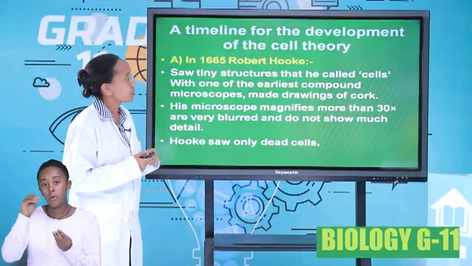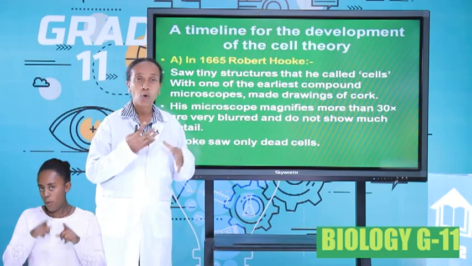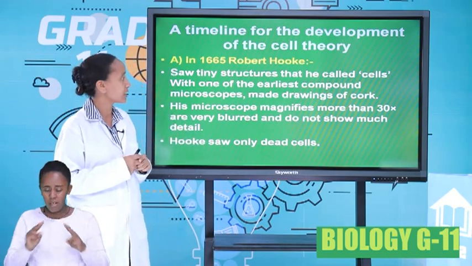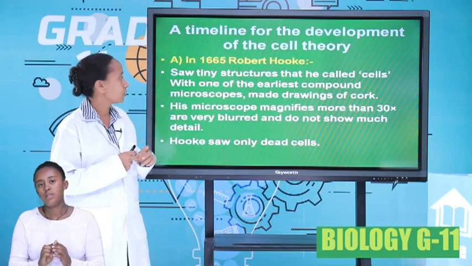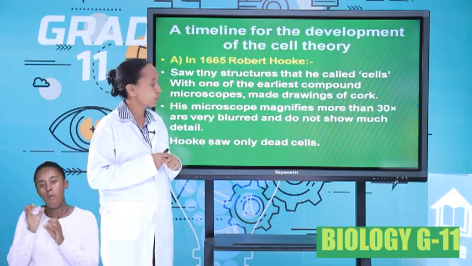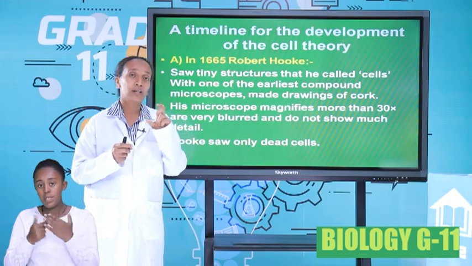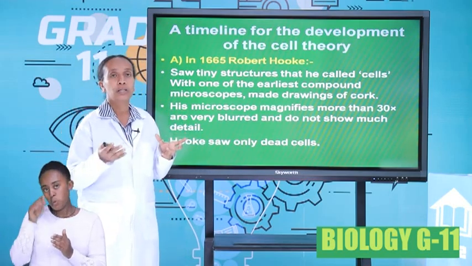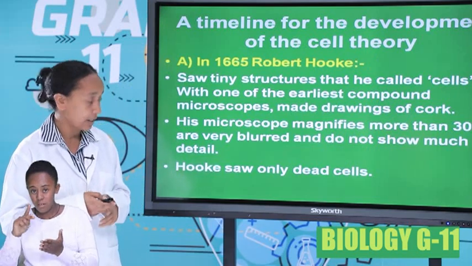In addition to this, when Robert Hooke coined the name cell for these very small structures, he used the compound microscope, and at this time the cells are dead cells. The cells are dead cells because you know that cork cells are dead cells.